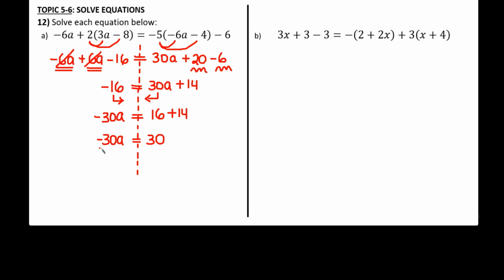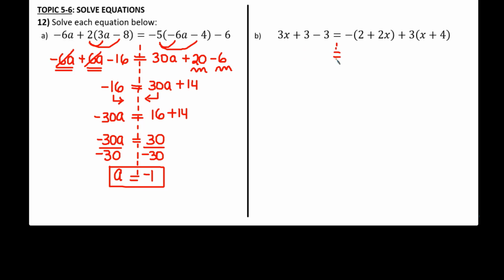All right, next step is to divide both sides of the equation by the number next to the letter. So in this case, we're going to divide both sides by negative 30. And we got a equals negative 1. Here we go. All right, very good. Let's go on to the next problem.